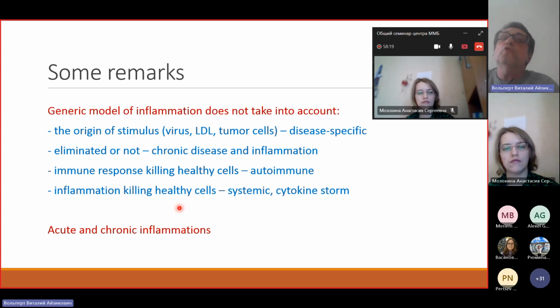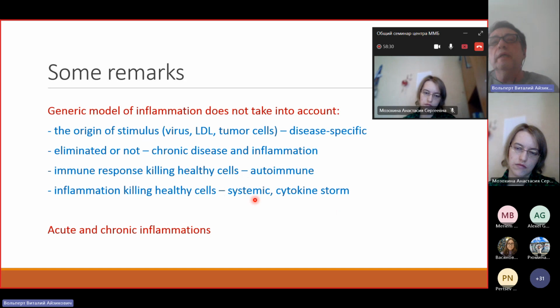And if we want to study systemic inflammation and cytokine storm, we also need to introduce something else in this generic model, namely that inflammation can also kill healthy cells, and by that can produce even more inflammatory cytokines. So you see, this generic model of inflammation is in the center of all that. But if you want to describe all these processes in more detail, like autoimmune diseases or something else, we need to complete this model with something else.